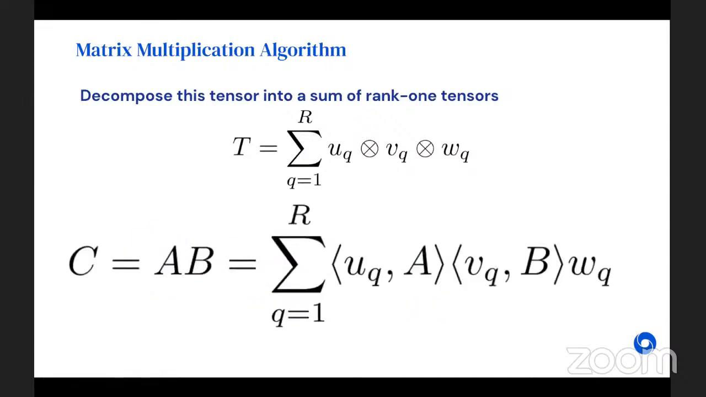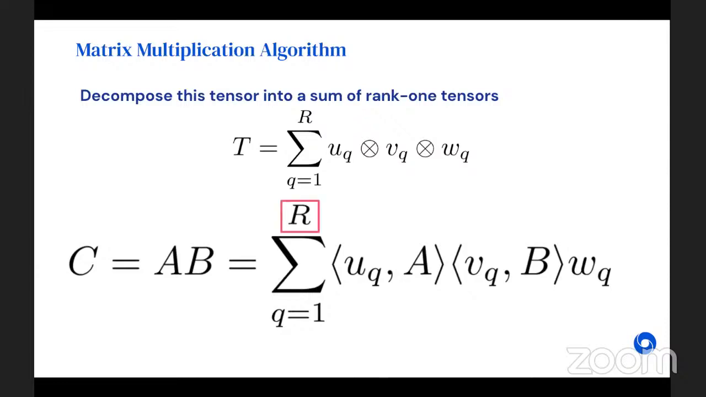Now, when you have a low rank decomposition like that, you can map it directly to a matrix multiplication algorithm to multiply any matrices A and B. And this is the algorithm. If you have any A and B that you want to multiply, you can use this u_q, v_q, and w_q that parameterize your algorithm to do this matrix multiplication.